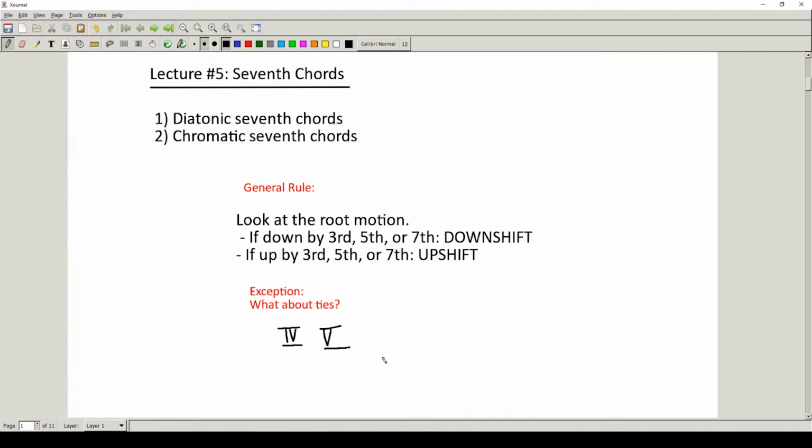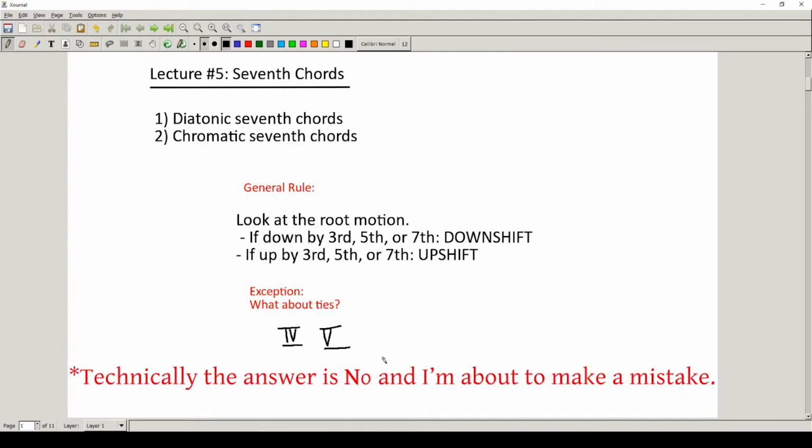So the question is, is there anything like this for seventh chords? And the answer is yes. You should pause and ask yourself what you guess it's going to be. Can you predict where the ties will occur for seventh chords?